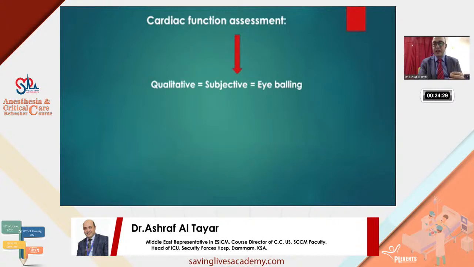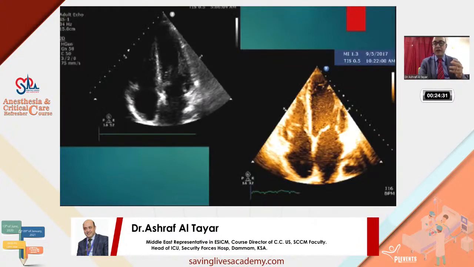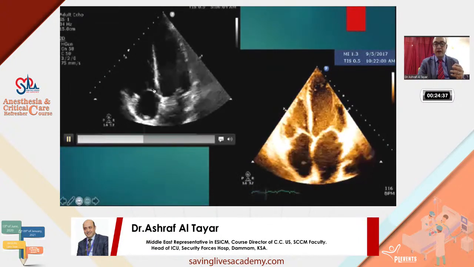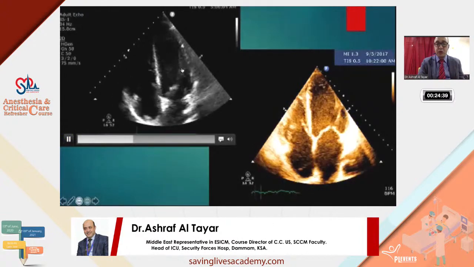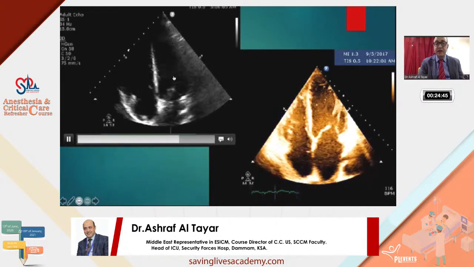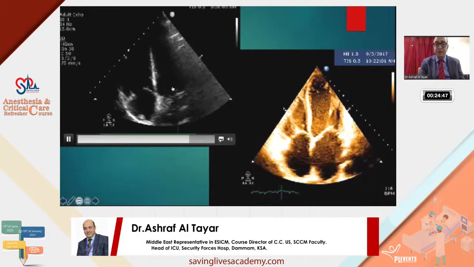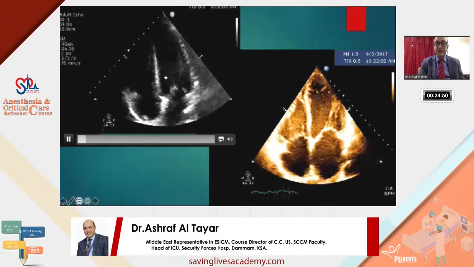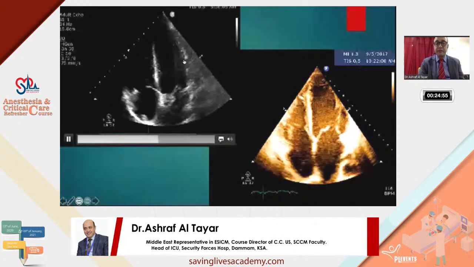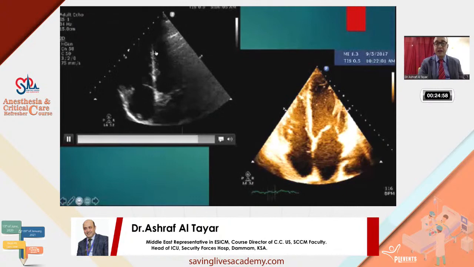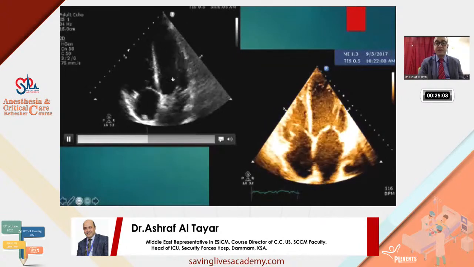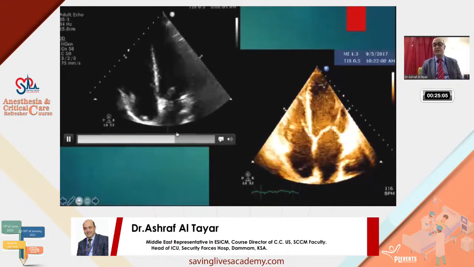Is this patient's left ventricle contracting normally? As you would see in this loop of a heart, you see the endocardium thicken with every systole, and the size of the left ventricle reduces significantly. Both of these signs are more than 30%: thickening of the endocardium of the left ventricle muscles, and a decrease by more than 30% of the size of the left ventricle with each systole. This indicates normal systolic function.